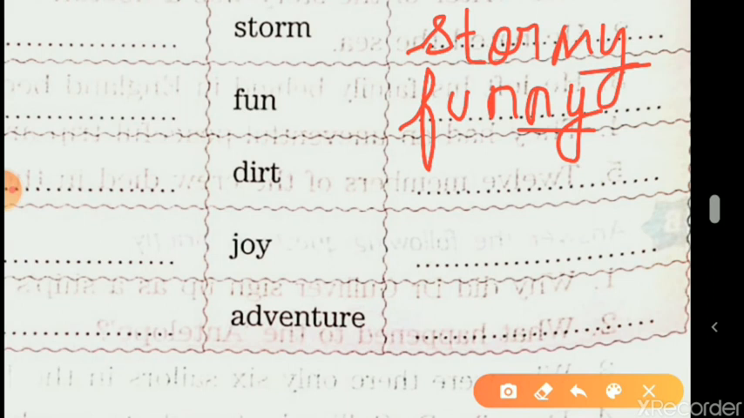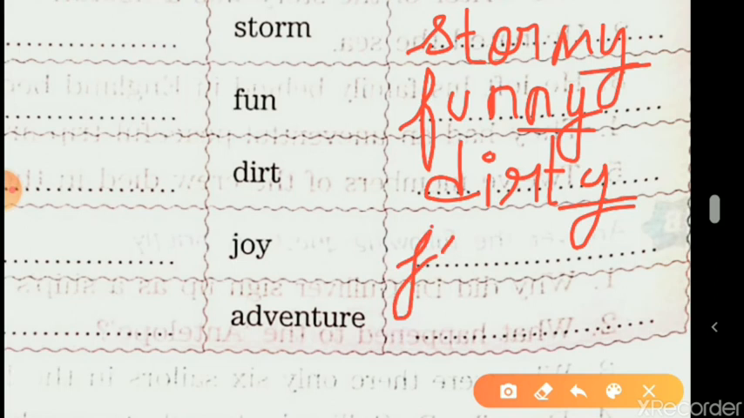Then the next word, children, is dirt. We'll be adding Y and it will become dirty. Dirt, dirty. Then our ninth word is joy. We'll be adding FUL at the end. It will become joyful. Joy, joyful. And the last word, children, is adventure.